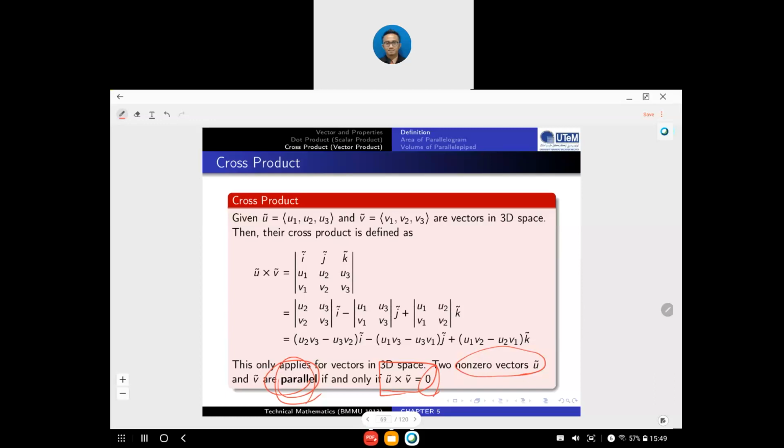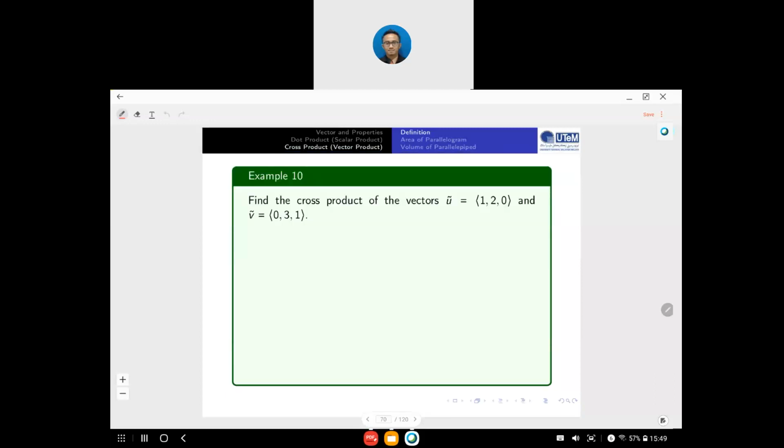Okay. Now, look at the example. Find the cross product of the vector u equal to 1, 2, 0 and v equal to 0, 3, 1. Okay, for the solution, you can set up the cross product. The first one you take as I, so you can get 2 0 3 1, minus for J, make sure don't forget the I, J, K. J: 1 0 0 1, and then for K: 1 2 0 3, and then solve.